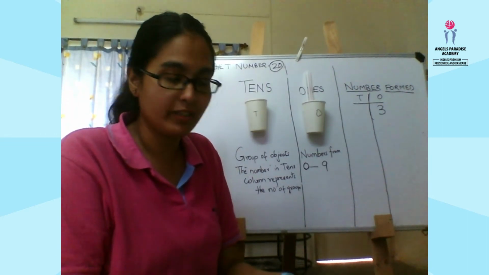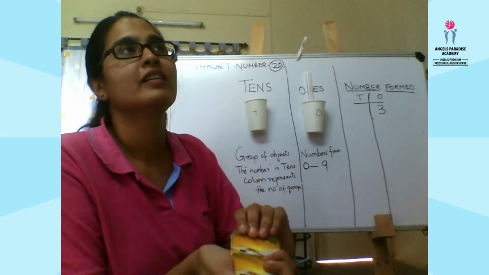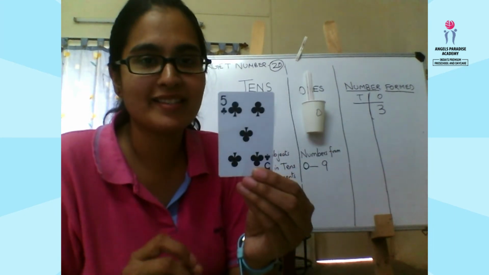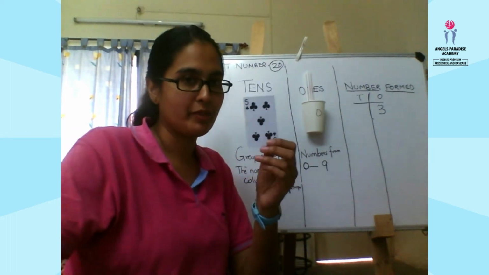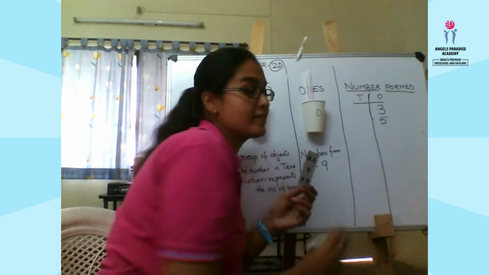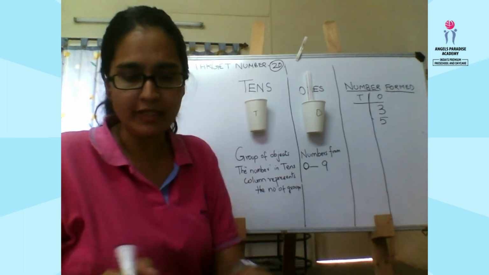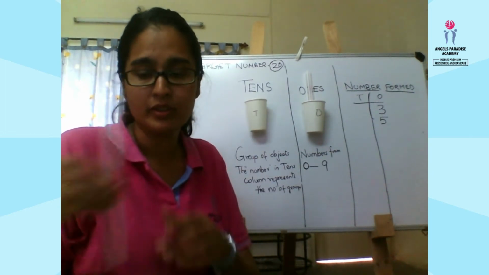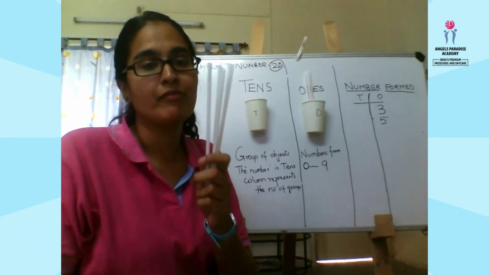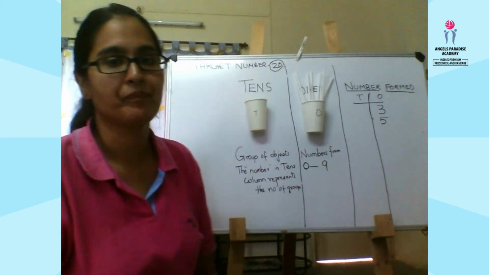Okay, now moving on to the next number. I'm going to shuffle it once again. Shuffle, shuffle, shuffle. It is number 5. So I'm going to write number 5 in the ones column because it's a single digit number. And how many straws am I going to take out now? 1, 2, 3, 4, 5. Okay, and then I'm going to place them in the ones column.